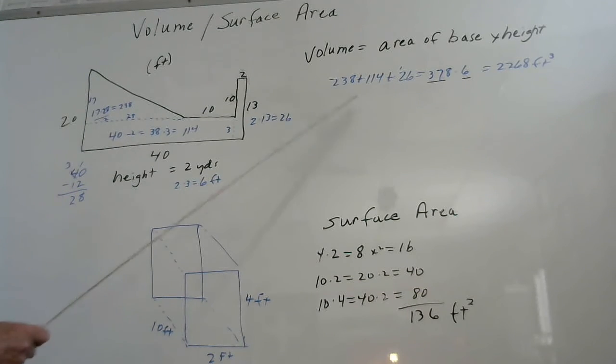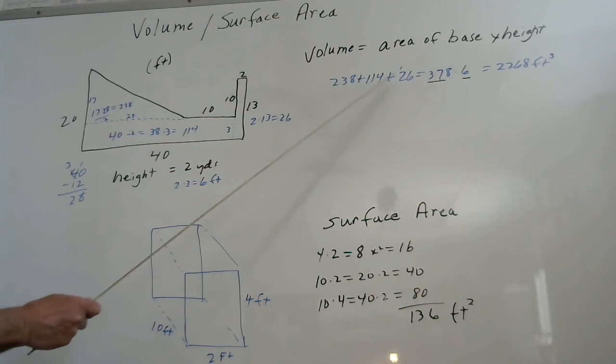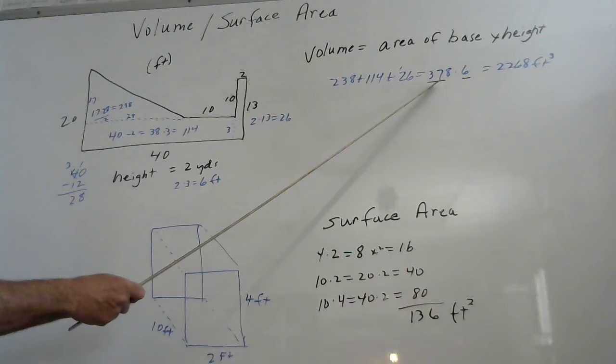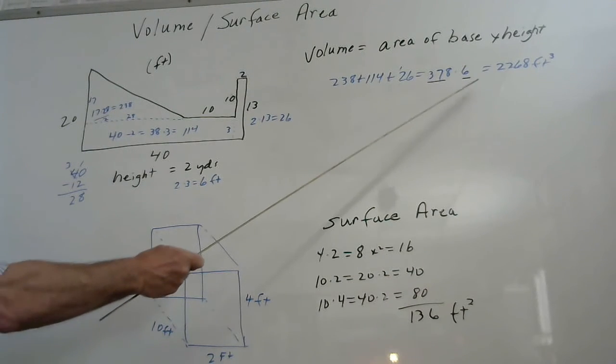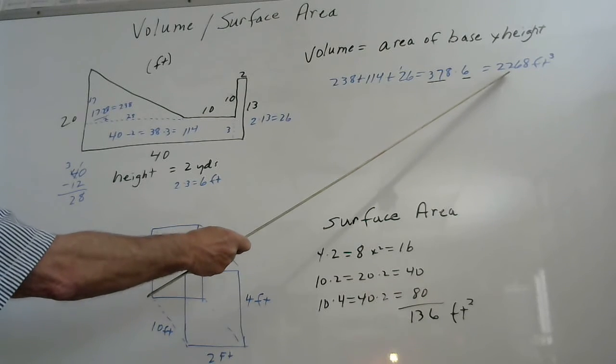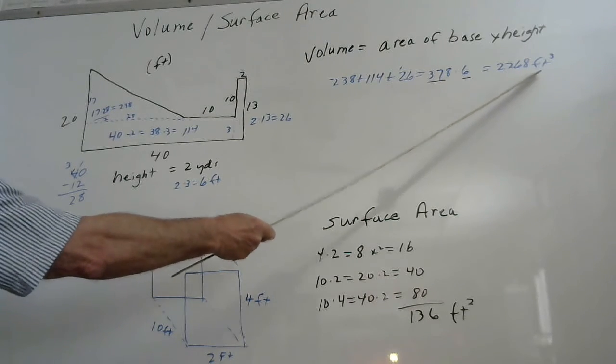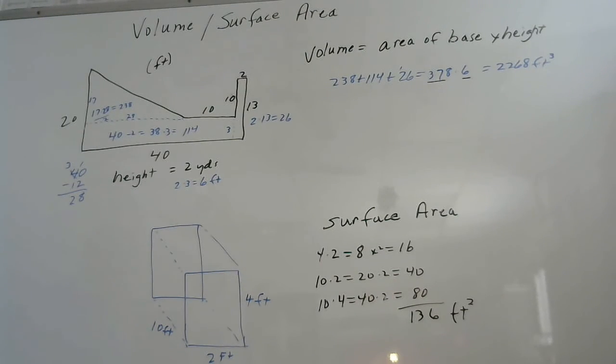Then I take the 3 parts, 238, 114, and 26, add them together is 378, times the height, which they said was 2 yards, but they want the answer in feet. So 2 yards is the same as 6 feet, so I go 378 times 6 equals 2,268 feet cubed, which is the correct answer. Now what's nice about this is you guys can go back and look at this and memorize it so you know how to do it next time even better than I do.